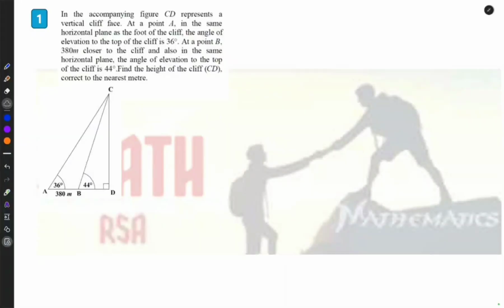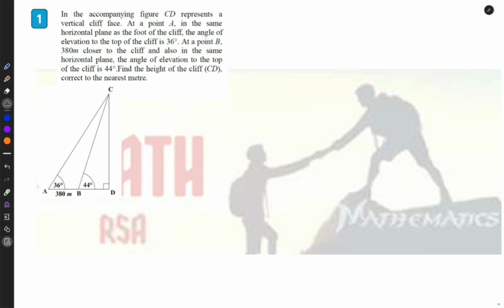Let's do a few questions where you now need to decide: is it sine rule, cos rule, and how on earth you're going to get to the answer they are looking for. Question 1. In the accompanying figure, CD represents a vertical cliff face. At the point A, in the same horizontal plane as the foot of the cliff, the angle of elevation to the top of the cliff is 36 degrees.